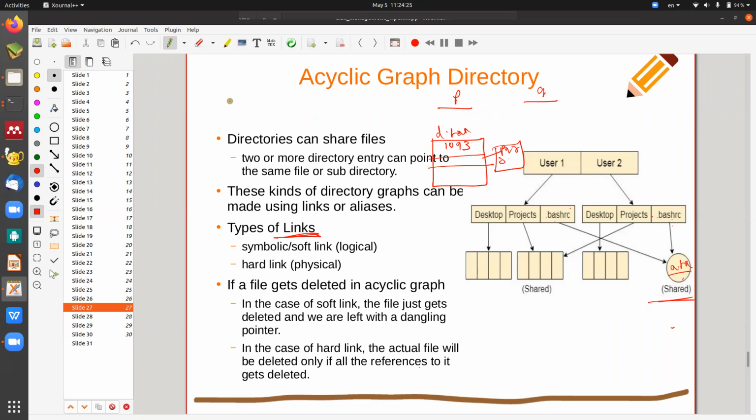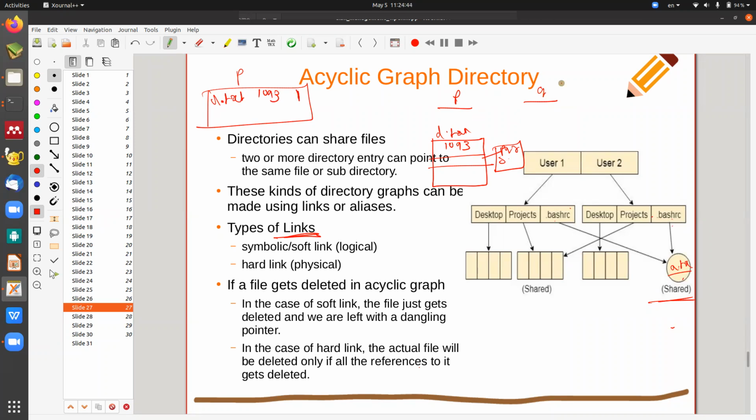Since P is a directory, tell me, what will be written inside P? It is a file. What should be written? d.txt is a file. What is the inode of the file? 1093. What is the link count? Link count is 1. Because nobody is currently linked with it.